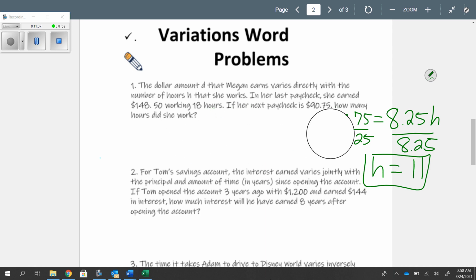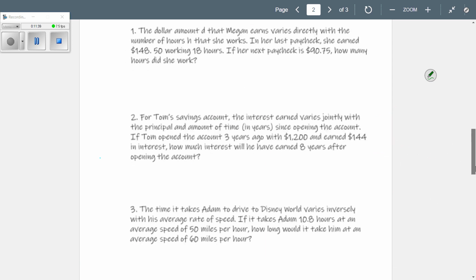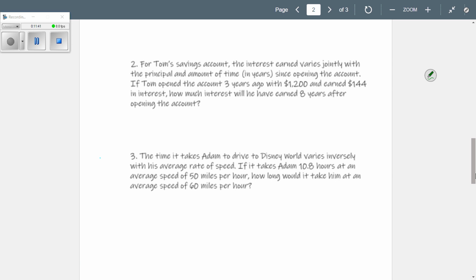Moving on. Like I said, I want to try to make it 15 minutes. For Tom's savings account, the interest earned varies jointly with the principal and the amount of time in years since opening the account. If Tom opened the account 3 years ago with $1,200 and earned $144 in interest, how much interest will he have earned 8 years after opening the account?